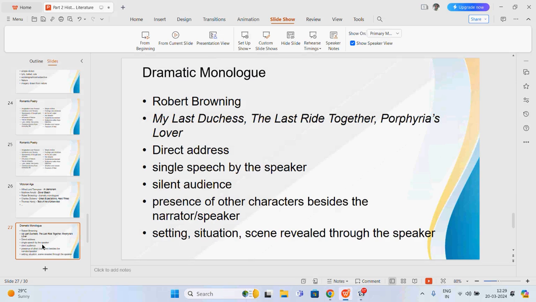A dramatic monologue is a poem in which there is a direct address to the reader. It is a speech by a single speaker, hence a monologue. It is dramatic because there are several elements of drama in that short speech. There is a silent audience. We only hear the speaker. Through the speaker, we know the presence of the other people around. From whatever the speaker tells us, we learn about the setting, we know what the situation is, we know about the scene. So everything is revealed through one monologue, through the single speech of one person.